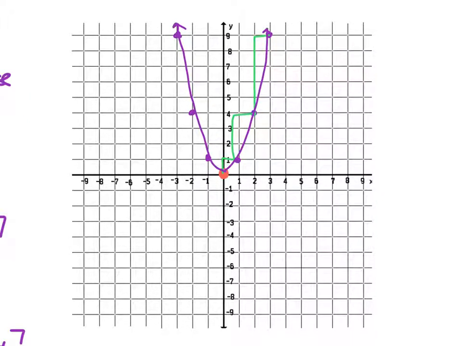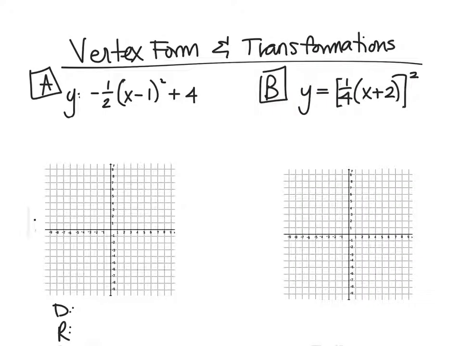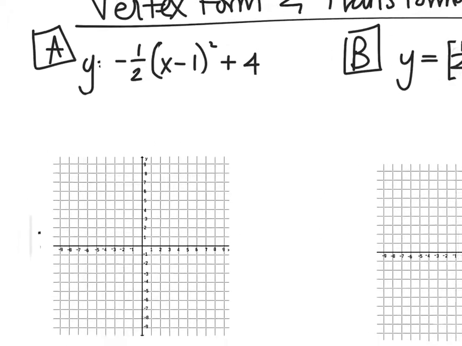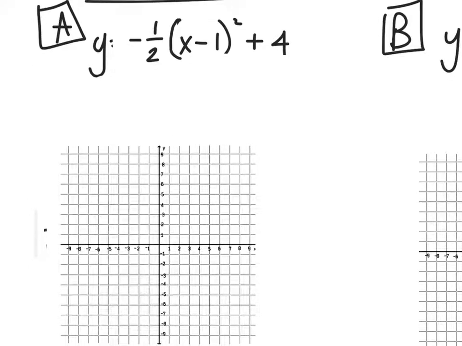So let's look at what happens when we apply some transformations to that. We're going to practice 2 examples while we're in vertex form using transformations. Very similar to the way that we did with absolute value, we want to start with the vertex, which we know comes from addition and subtraction. Inside's the opposite and outside's the same, so that's going to give me positive 1, positive 4. And I'll go ahead and graph that, positive 1, positive 4.